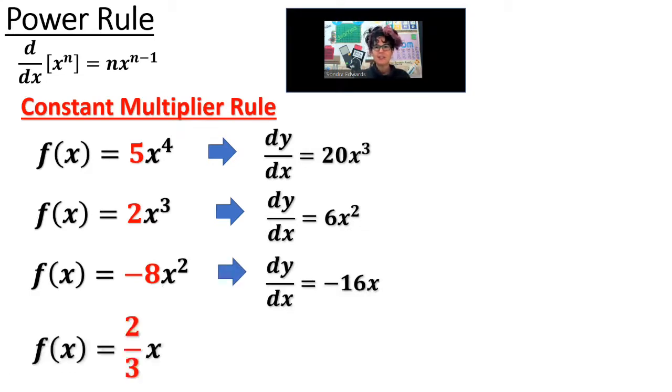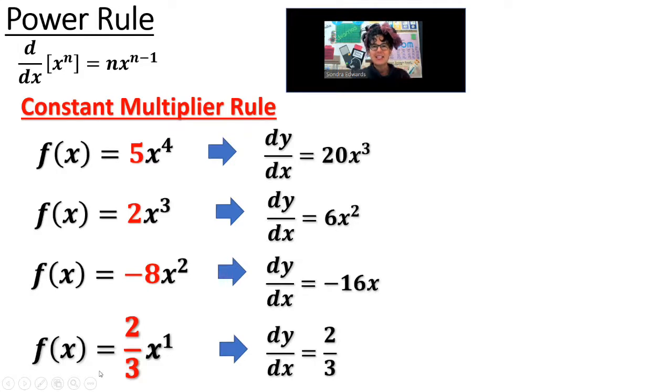All right, then we have this one. Please don't lose sight of what it is you're finding. It's great if you're thinking, okay, I'm going to move the exponent 1 to the front. 2/3 times 1 is 2/3. Subtract 1 from the exponent. I'm going to have x to the 0, and I end up getting just 2/3.